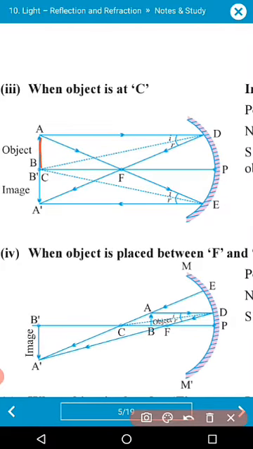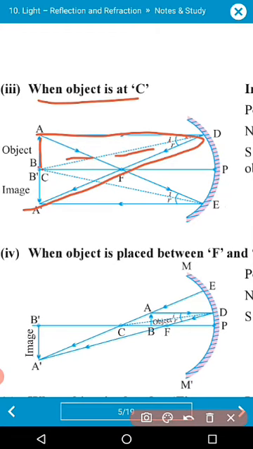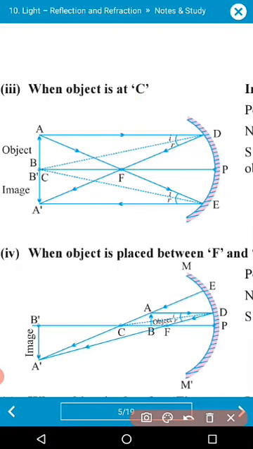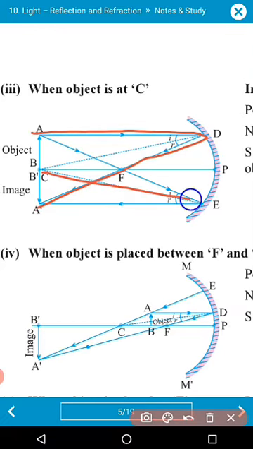Okay, the object is at C, I put my object at C, so the first ray passes through, it will come to the principal focus, and the second ray, the infinite ray, will pass through the principal focus, okay, so here the image will be formed. Understood? The first ray will pass through the principal focus and the second ray will pass through the center of curvature, so these both rays intersect over here, so the image will form over here.